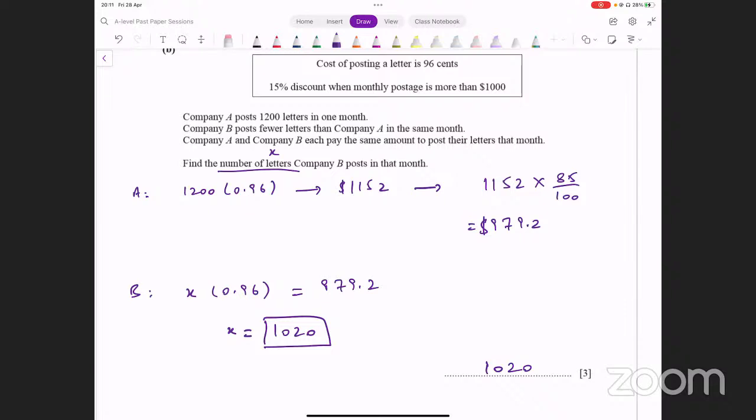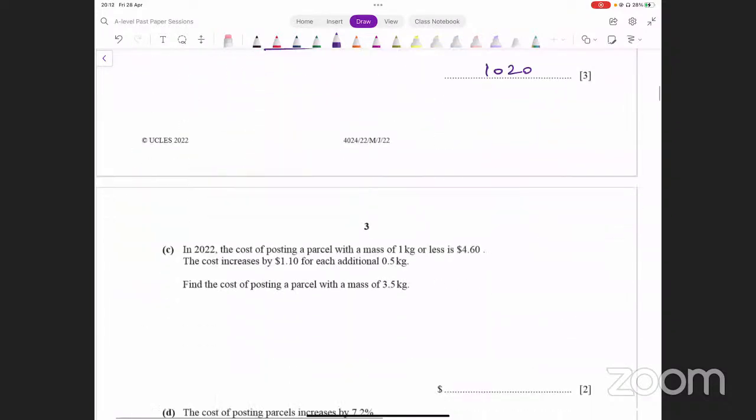Yashvin, walaikum assalam. Safi, that's correct. 1020, that's the result that we get from this. This is what we were looking for here. Okay, let's move on to part C of this.